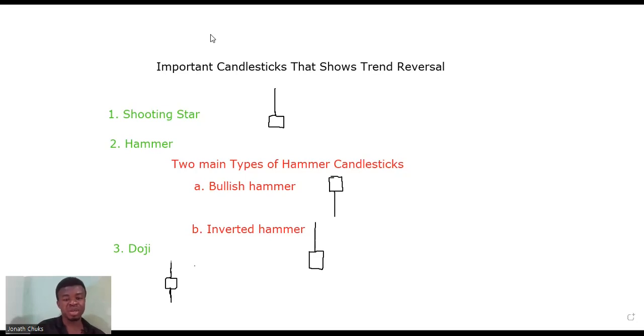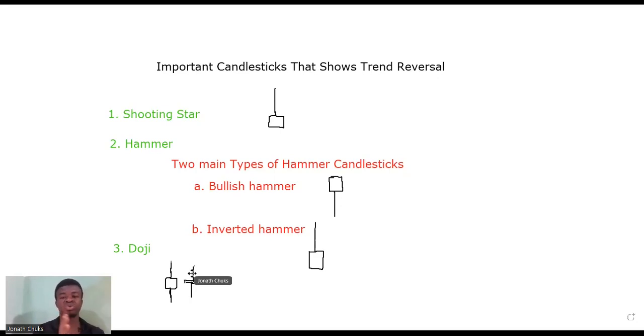This doji can also be in this form. You can see the doji in this form, something like this. So when you see it, it can be like this, and it can also be like this. No matter how it is, just know that there are candlesticks that show that the market is losing its control and a new trend is about to commence, either from uptrend to downtrend or from downtrend to uptrend. This is just the theory part of it.